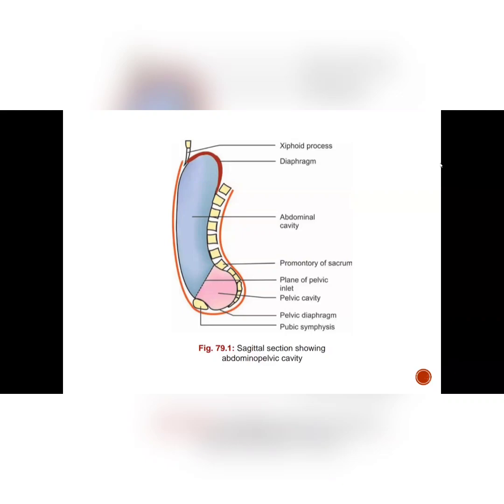The abdominopelvic cavity, which is bean shaped, is divided into an abdominal cavity proper superiorly and a pelvic cavity within the pelvic brim. So today we'll be dealing with the anterior boundary of the abdominal cavity, which is the layers of the anterior abdominal wall.